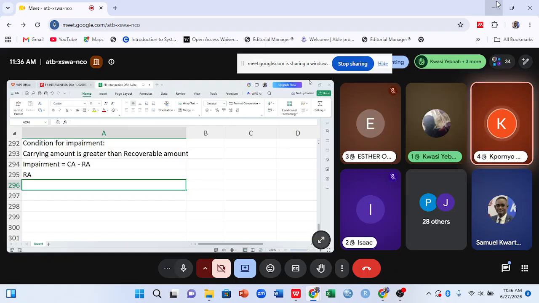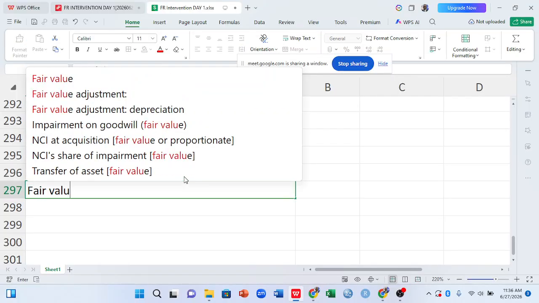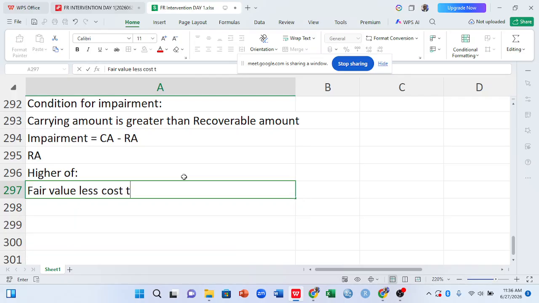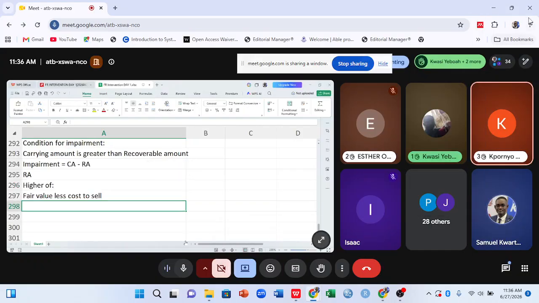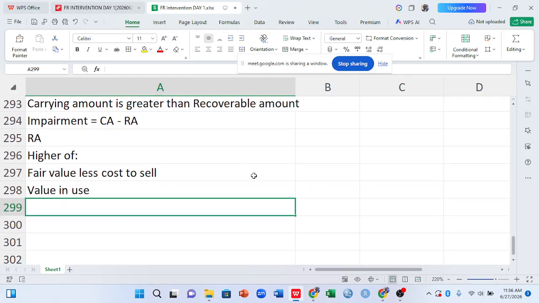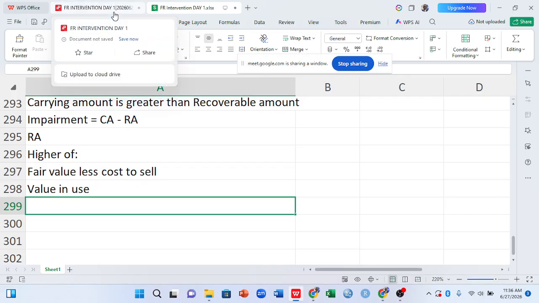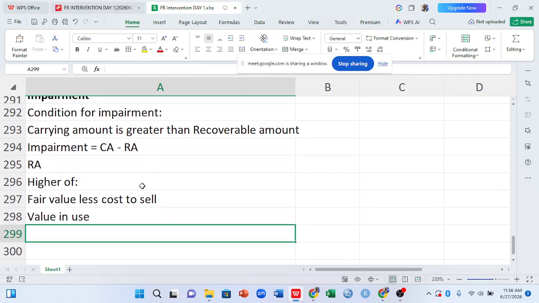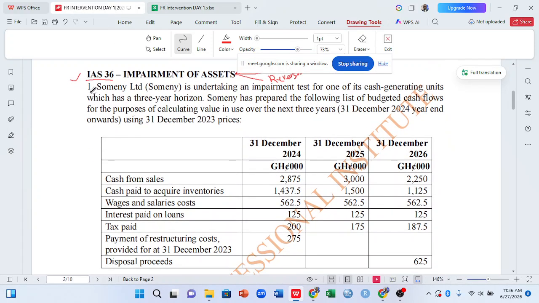It is the higher of fair value less cost to sell, and value in use. Okay, so you check for these two, the one which is higher, and then you pick that. So these are the few things you need to know in terms of the formula, so that whenever you're calculating impairment, you'll be able to calculate in that regard. So let's start from question one.